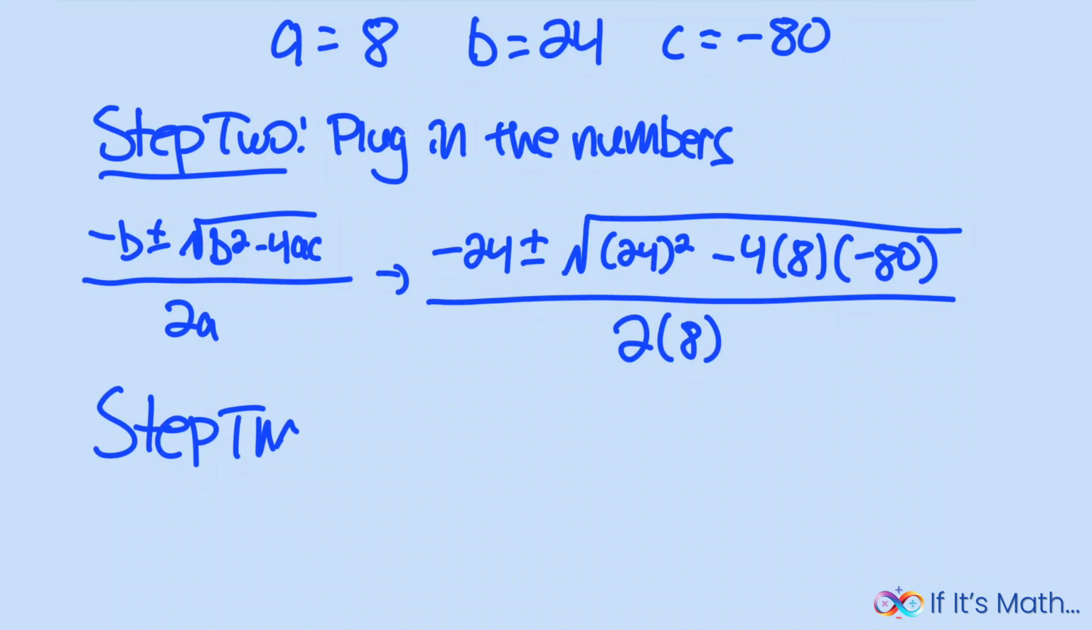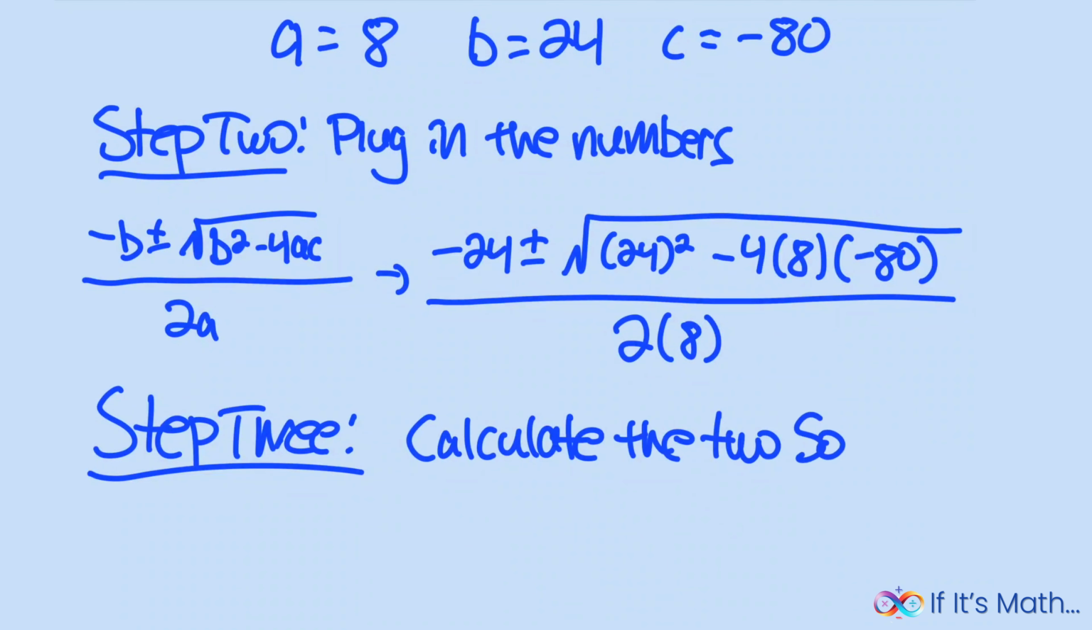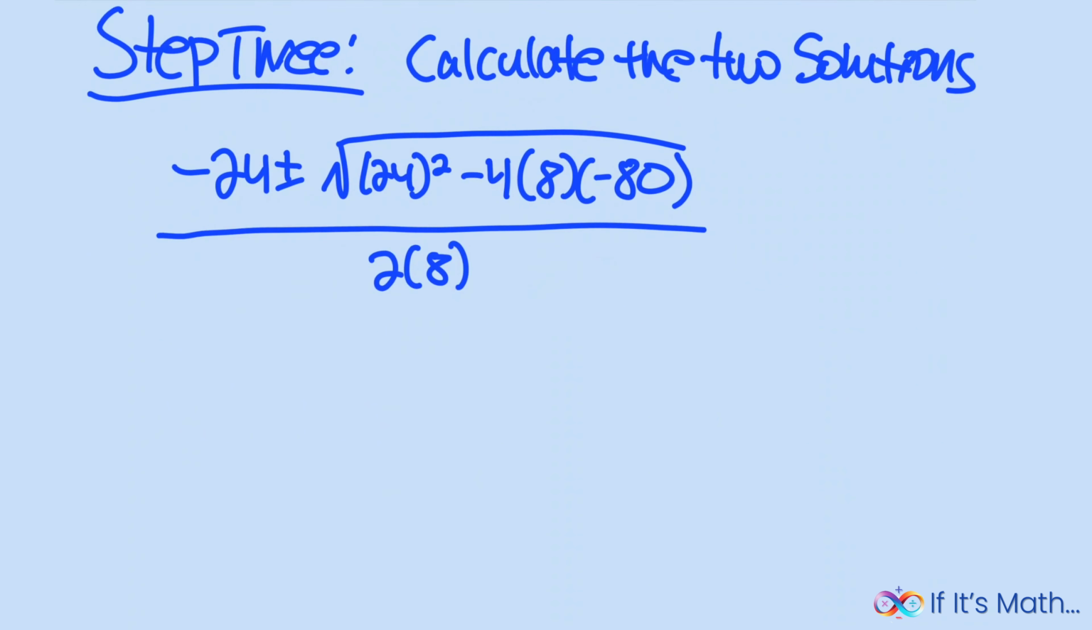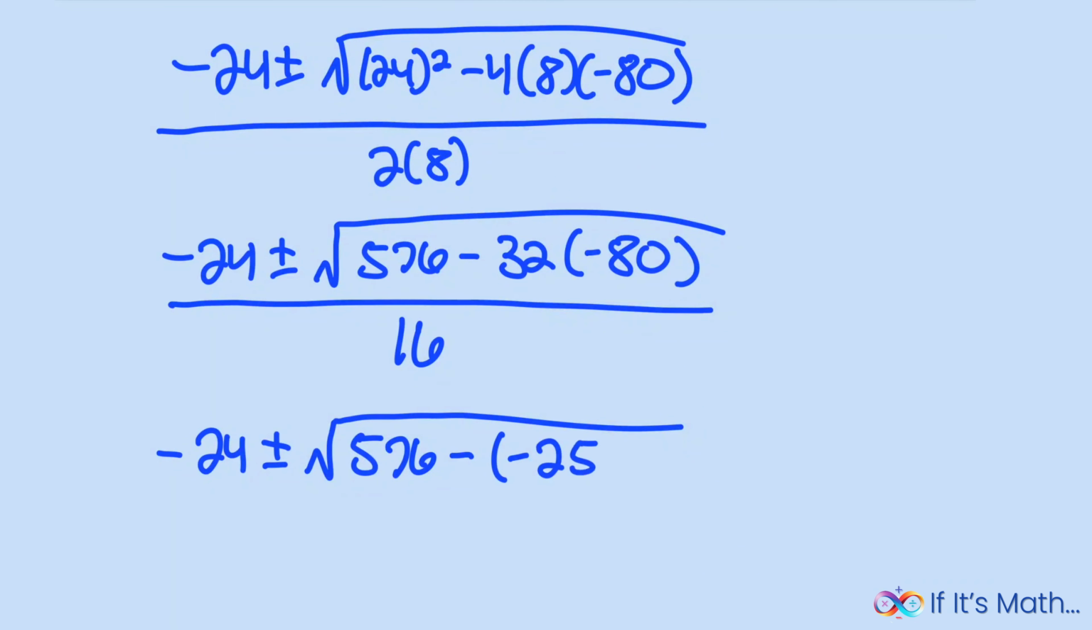So let's jump right into that then and do step 3, which is where we're going to calculate out those two solutions. So we'll start again with negative 24 plus and minus the square root of 24 squared minus 4 times 8 times negative 80, all over 2 times 8. So let's take that first pass at reducing it. So we have negative 24 plus and minus the square root of 24 squared, which is 576, minus 32 times negative 80, all over 16. So next step, we will work on inside of that square root and end up with 576 minus a negative 2560, all over 16.